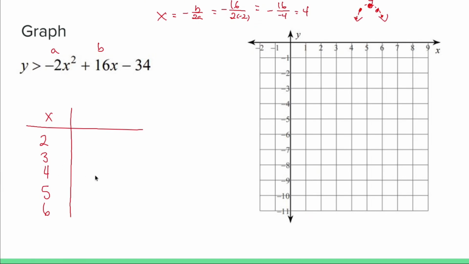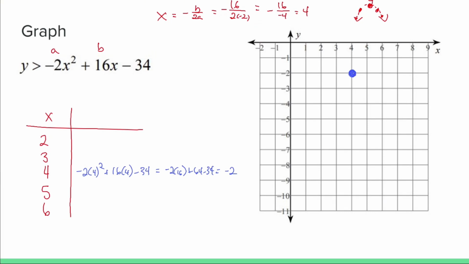All right, so let's plug in 4. My vertex. When I plug in 4, which is my vertex, I'm going to get negative 2 times 4 squared plus 16 times 4 minus 34. Okay, that's going to be negative 2 times 16 plus 64 minus 34. Negative 2 times 16 is negative 32. Negative 32 plus 64 is 32, and 32 minus 34 is negative 2. I had to do a little bit of hand waving. I ran out of space there. So 4, negative 2. There's the dot.